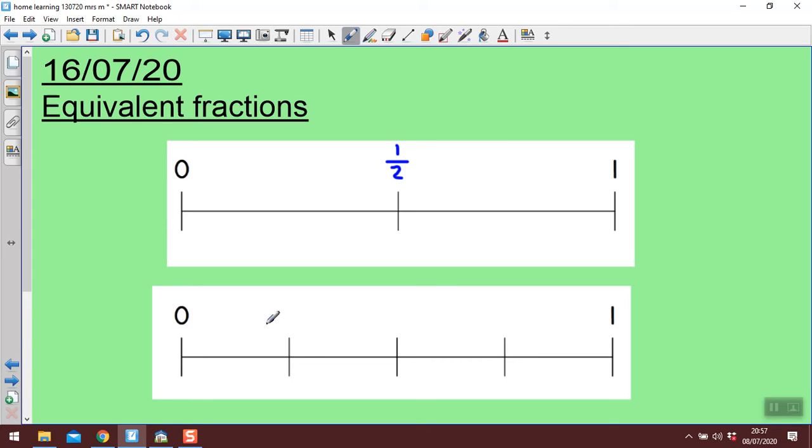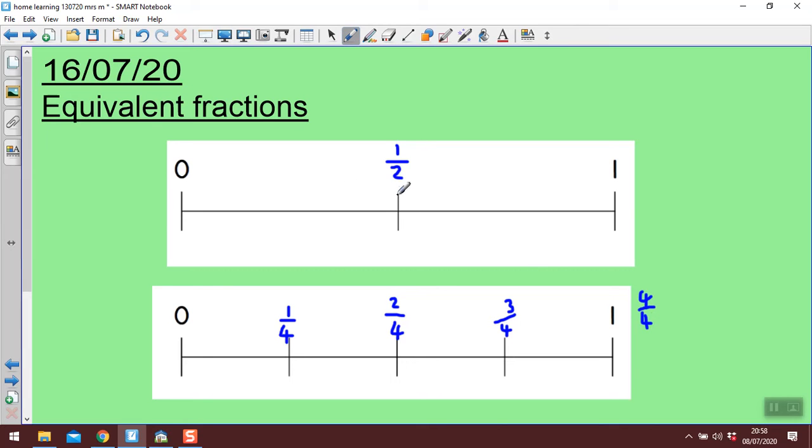This time I've got a number line and I've got 0 at one end and 1 at the other end still. But what is it jumping up in? How many jumps are there between 0 and 1? There are 4 jumps. So what is each fraction? It's going up in quarters. So that's 1/4. What's this one? It's 2/4. And what's this one? It's 3/4. This is 4/4, but we tend to just say 1/1. The numerator and the denominator are the same, so it's a whole one.